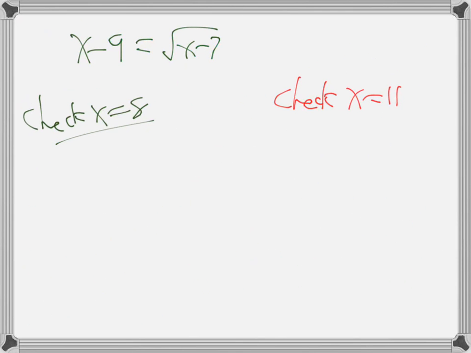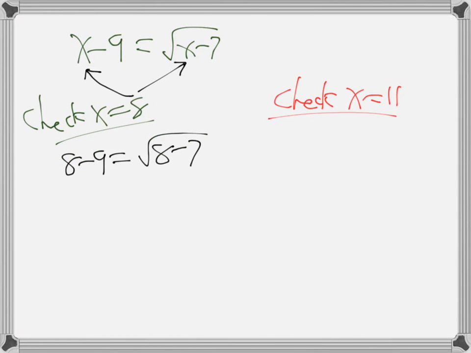So just check them one at a time. It's a little time consuming, unfortunately. So what do you do with the 8? You plug it in. It's got to make the thing true, right? That's what it's supposed to do if it's a real answer. So is 8 minus 9 the square root of 8 minus 7?